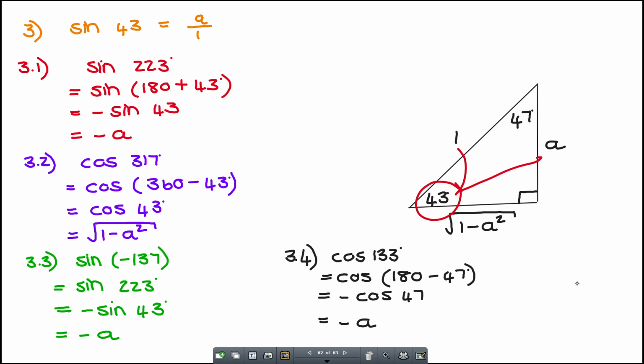Okay, then at 3.2. Cos 370. I rewrote that as 360 minus 43. And the 360 minus places me in the fourth quadrant. So then cos is positive. So it becomes cos 43. Okay, so I work from here. And cos is adjacent over hypotenuse.